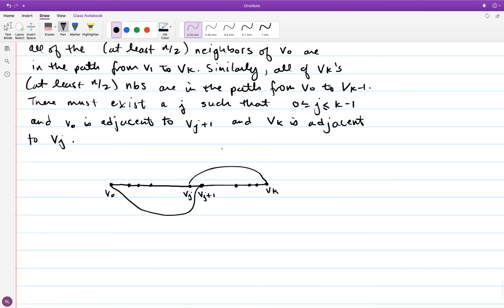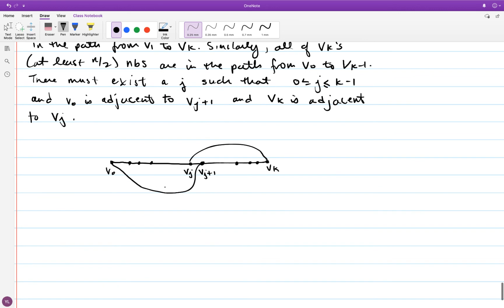Okay, so here's another key idea, I guess. If this is to be true, then look at this other path that I could make. I'm going to start at V naught, and I'm going to jump over to VJ plus 1, like this. And then I'm going to continue along the path up to VK. So I'll go VJ plus 2 all the way up until I get to VK. And then I'm going to jump back to VJ because they're adjacent. And then I'm going to get back to V naught, going backwards.